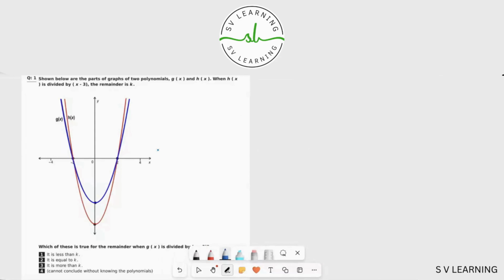Hello, children. Let's try to look at this question from polynomials. It's competency based. The question looks a little difficult and complicated, but it is not that tough. Let's just try to understand first what is being asked. See, you can observe that two parabolas are given here, h(x) and g(x).